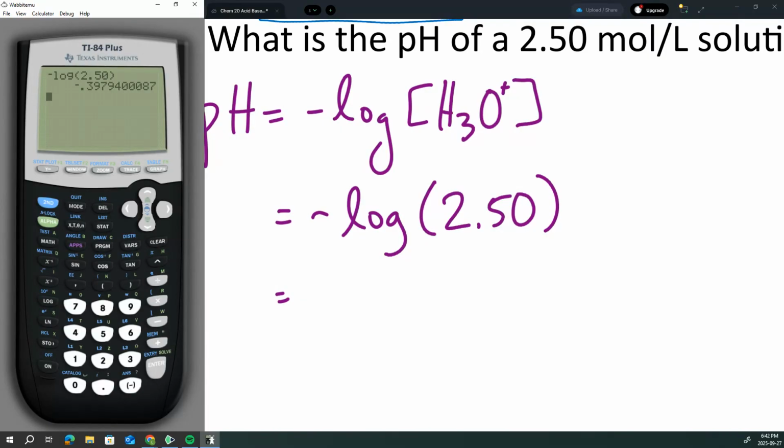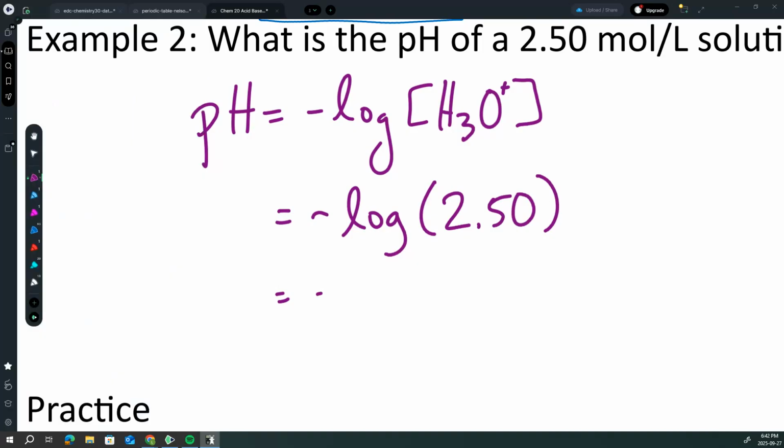With this, technically you can have a negative pH. All it means is that you have an incredibly strong acid. This doesn't happen too often, but every once in a while it can happen. So negative 0.3979 keeps on going on.